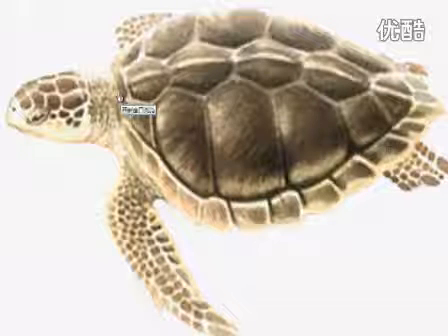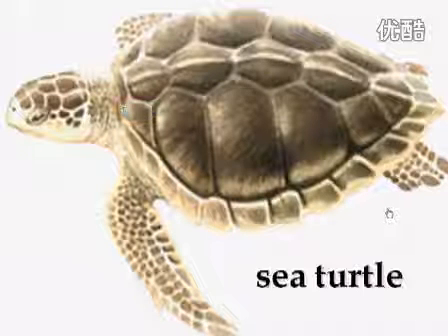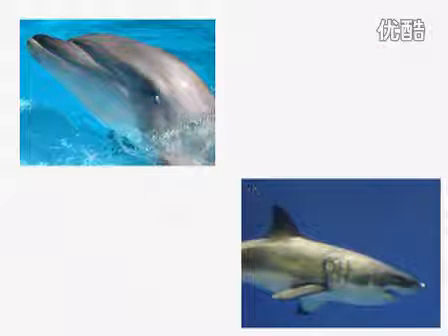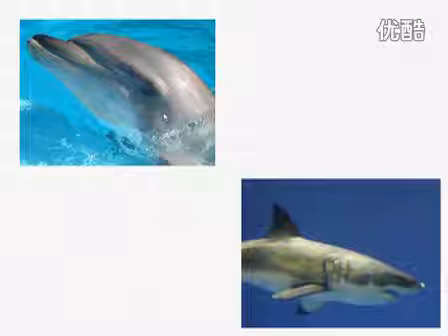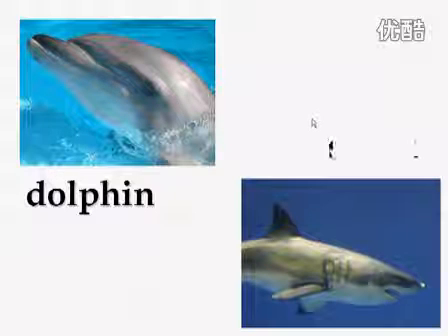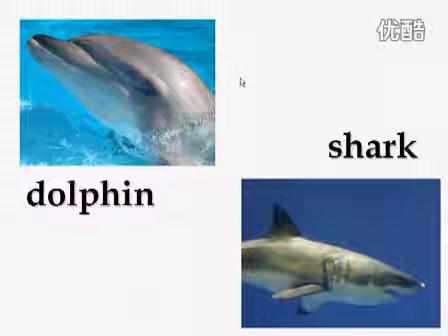Let's come to the sea. It's got turtle. Sea turtle. Well, this guy is very lovely, right? Can give you very excellent performance. It is called dolphin. Dolphin. And this guy. Shark. Shark. 听着发音非常像中文的鲨鱼，对吧？ Shark. So it's easy for you to memorize it.